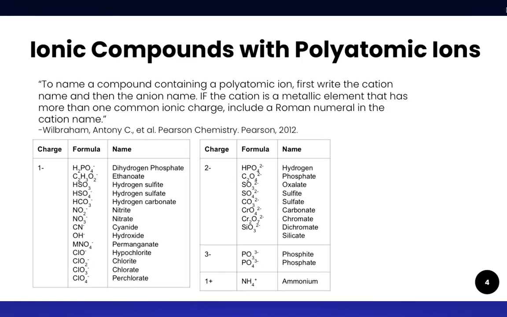All right. Next, we are going to name ionic compounds that have polyatomic ions. So to name these, you would first write the cation name. So that's the same rule as before. It's just the name of the metal. And then you just write the anion name found on the chart that you copied down last week. If the cation is a metallic element that has more than one common ionic charge, include a Roman numeral in the cation name. So all of these rules are the same, but you just don't have to worry about the "ide" anymore. You can just pull the anion name off of the polyatomic ion chart.